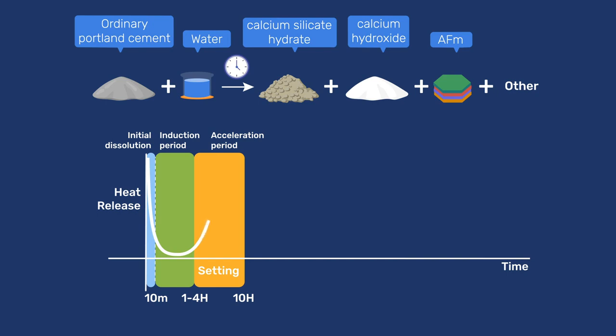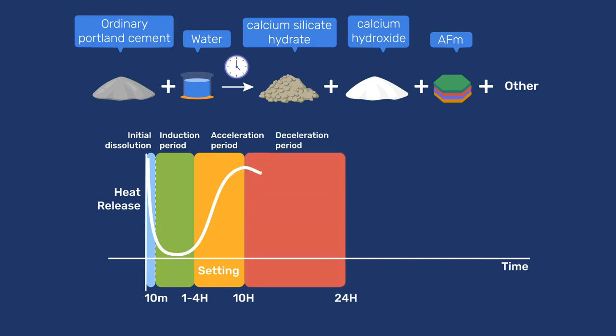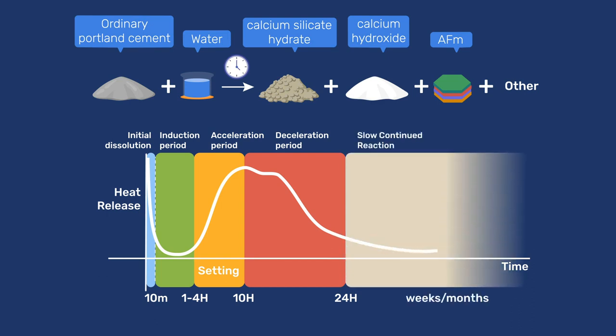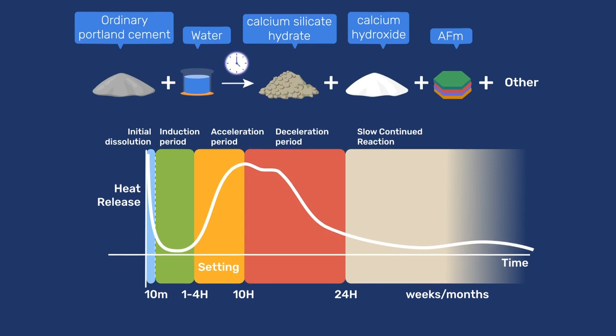During this time, the rate of CSH and CH formation increases very rapidly up to a peak rate. Thereafter, it decelerates progressively, with about 50% of the cement having reacted after about 1 day for temperatures between 20 and 25 degrees Celsius. In the following days, weeks, and even months, the rate continues to decelerate.